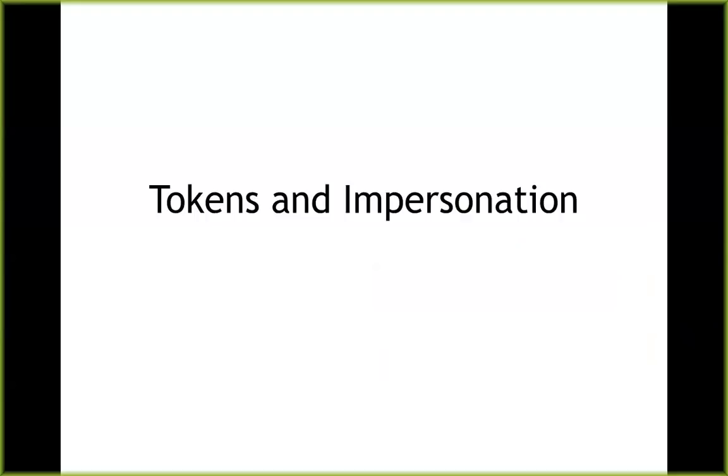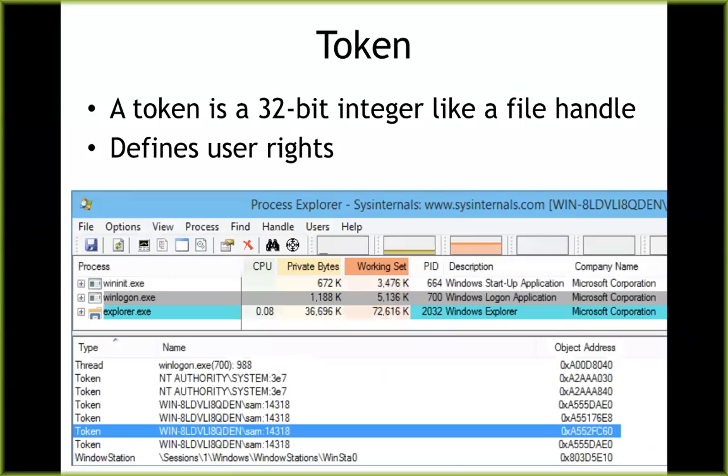Okay, now another thing is tokens and impersonation. Microsoft has to keep track of who you are. And it does that with a 32-bit integer, like a file handle. This defines your user rights. So here I am Sam, then there's system, and there may be other things on here. You can see it in Process Explorer.